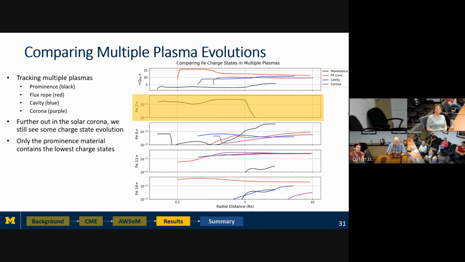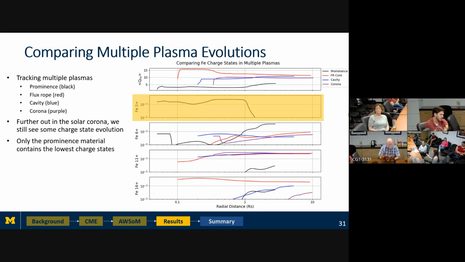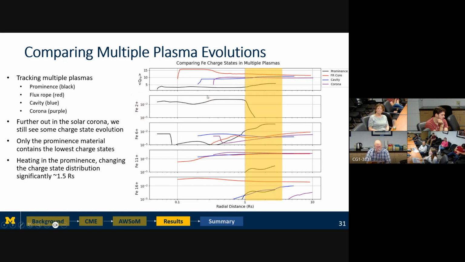We see that only the prominence contains these lowest charge state values, as is expected for the most part. But you see a huge drop off at 1 solar radii past the solar surface, so 2 solar radii. And that's because we're starting to see a lot of heating occurring. And we see increases in the relative abundance of iron 6+, 11+, 16+. So, what's really happening here? Well, we need to look into it, that's for sure.